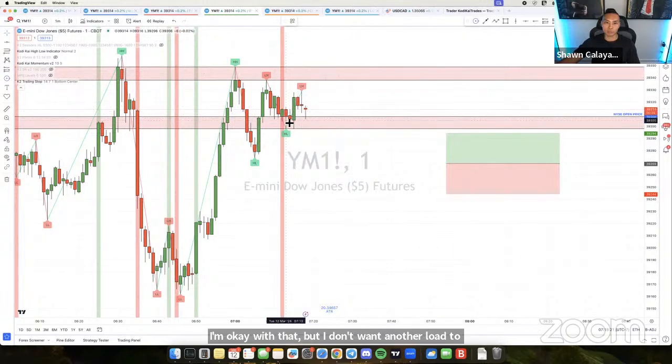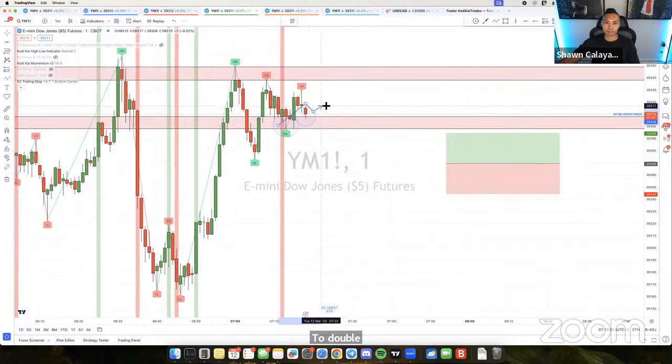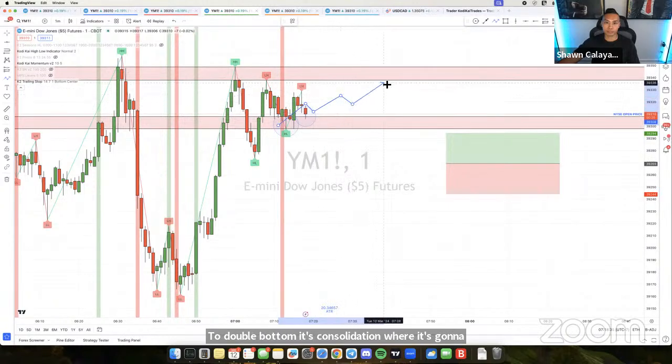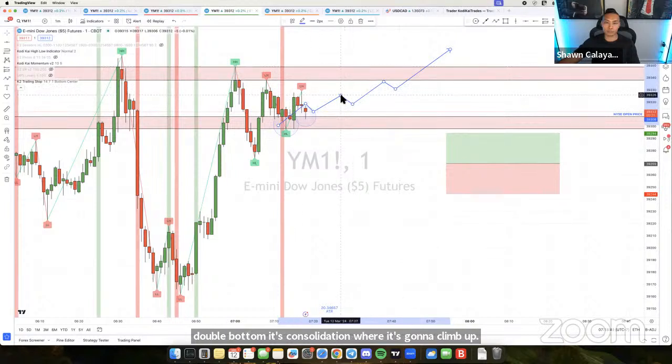This right here might be a double bottom. So this is actually what I was just talking about with you, Kenny. So this could be a double bottom right here, which is actually better. It's a double bottom into consolidation where it's going to climb up. That's kind of what I would like to see here.